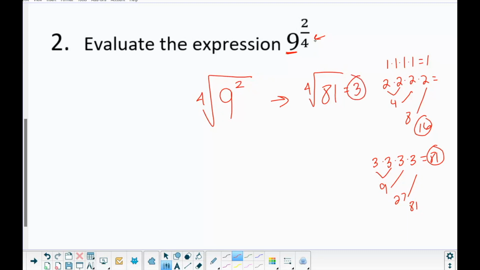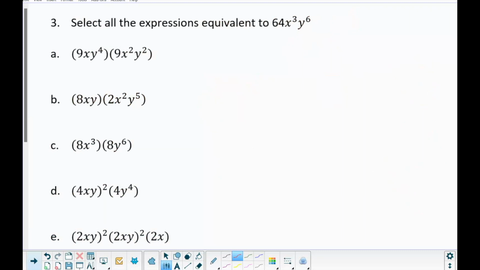You could have also known that this can be simplified into 1/2. So you could have done simply the square root of 9 to the first power, which is just 9. Square root of 9 is 3. So either way would have worked. Right, let's move on to number 3.